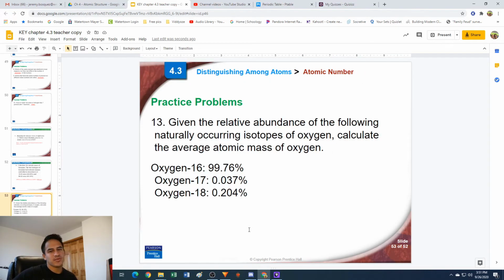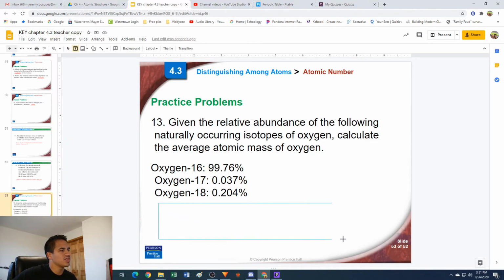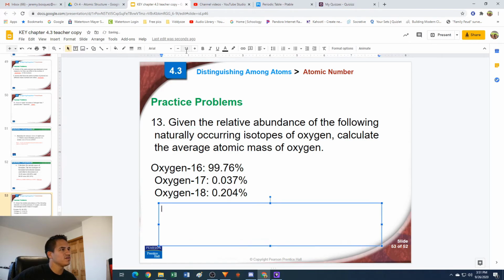So, all right, number 13, given the relative abundance of the following naturally occurring isotopes of oxygen, calculate the average atomic mass of oxygen. All right, so this problem is just like the previous one. They're not giving us super specific masses like they did in the previous one, but they are giving us mass numbers, which we can use. So we'll start with 16 AMU times 0.9976 as that percentage, plus 17 AMU times 0.